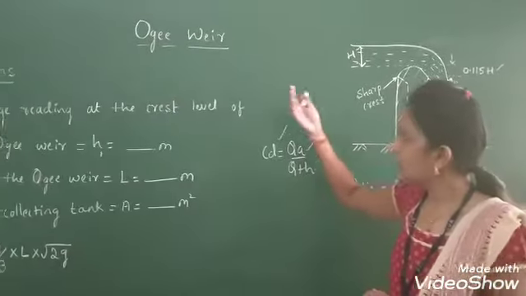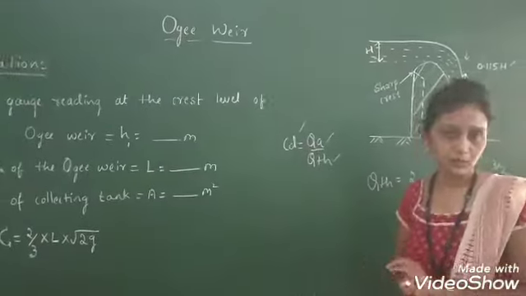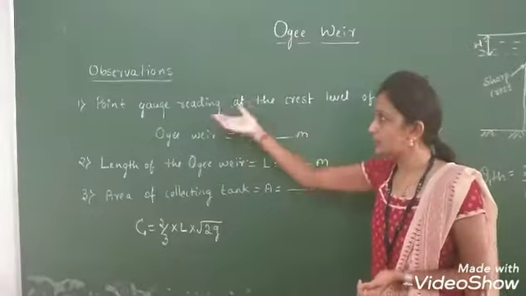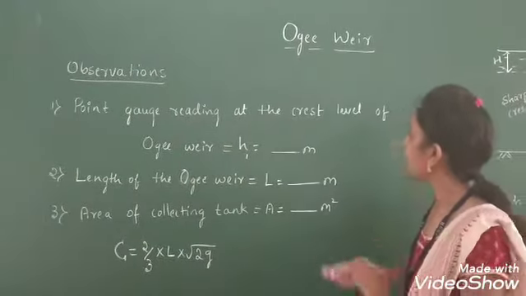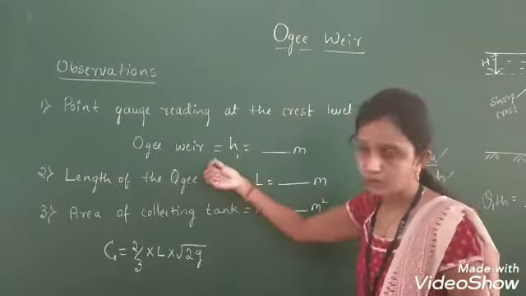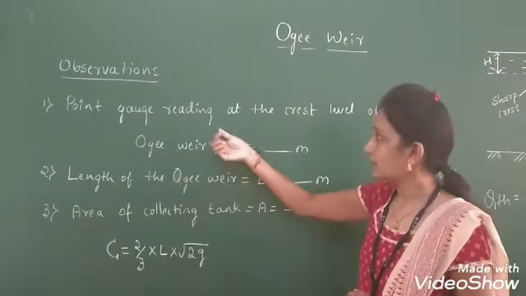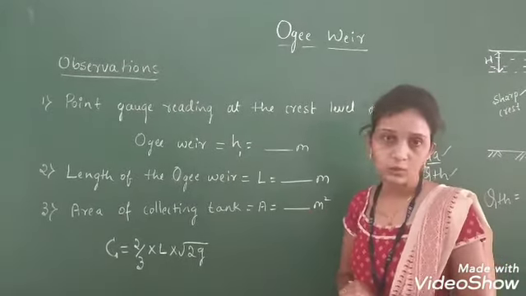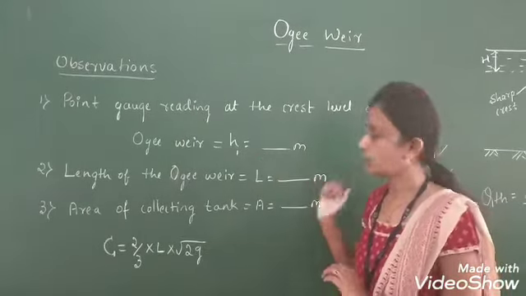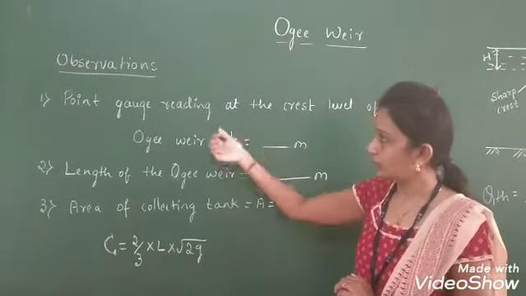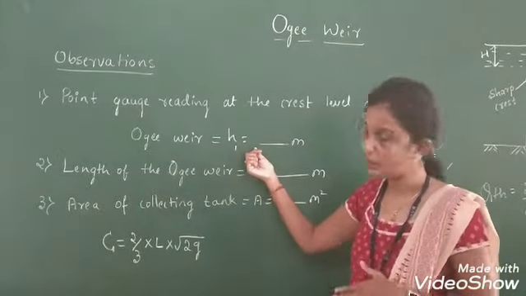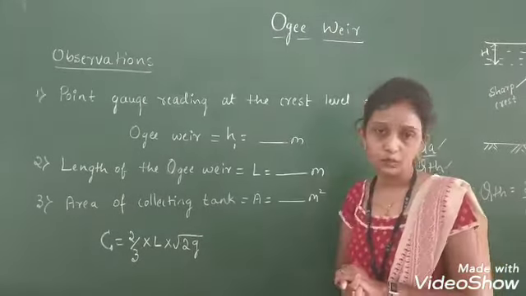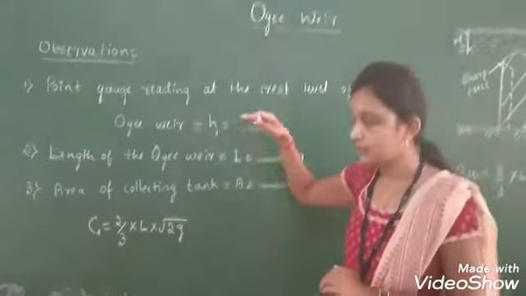Okay. So before conduction of this experiment we need some observations. Here I have listed those observations. Initially I need a point gauge reading at the crest level of the OG weir. So we will represent that value as H1, small letter H1, in terms of meter. Okay, care should be taken. This value you should take without allowing the water. Before conduction of the experiment you can take this H1 value, and this value H1 is constant for all the trials.